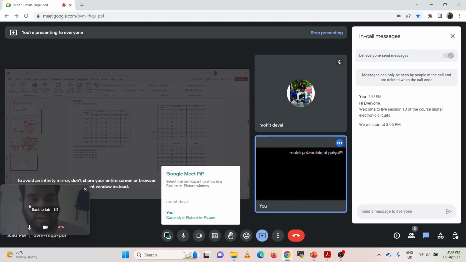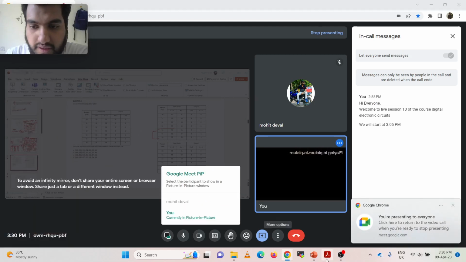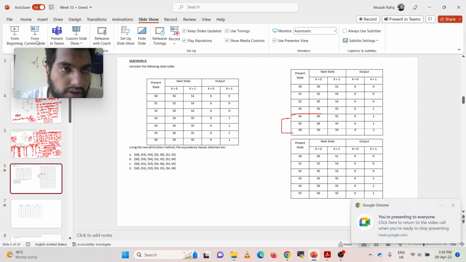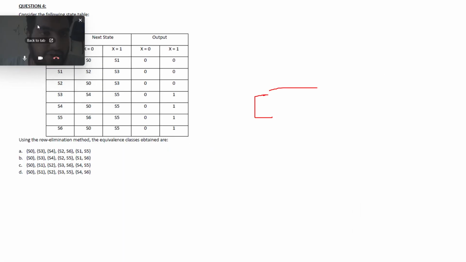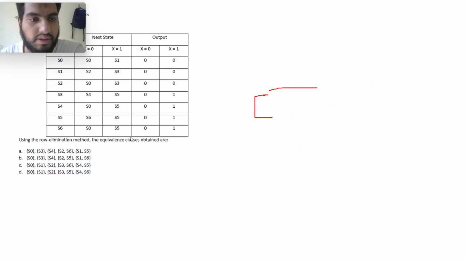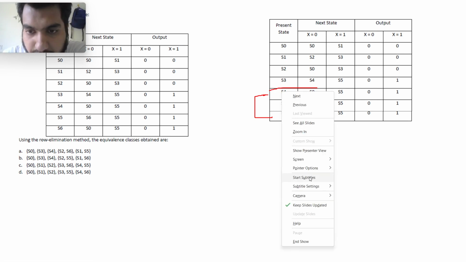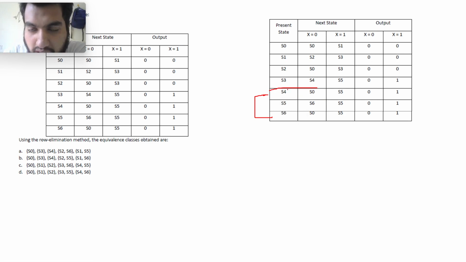We are discussing question number 4 for today's live session, and the question states that we need to reduce the following state table using the row elimination method and find the equivalence classes. So based on that, we find that S4 and S6 are same. As you can see, S0 S0 S5 S5 and output is same.